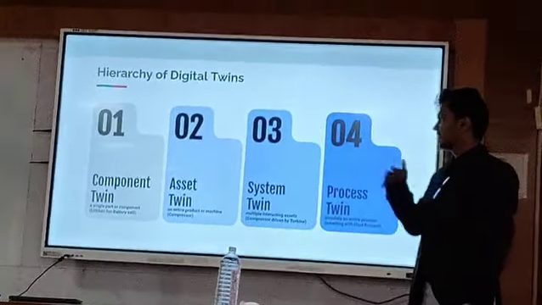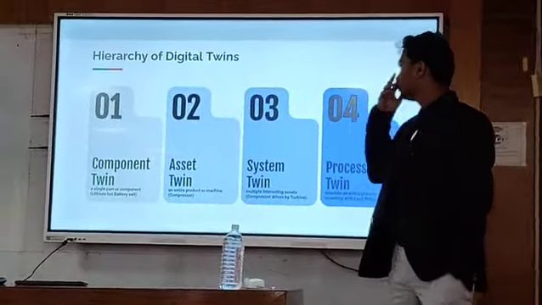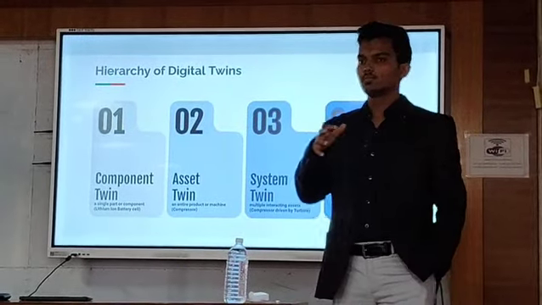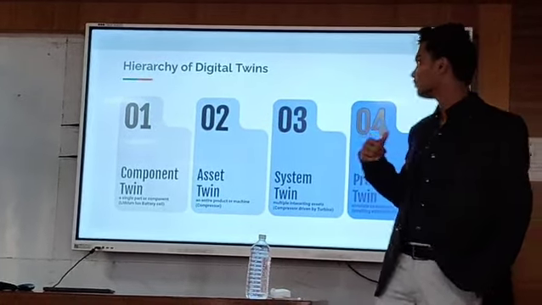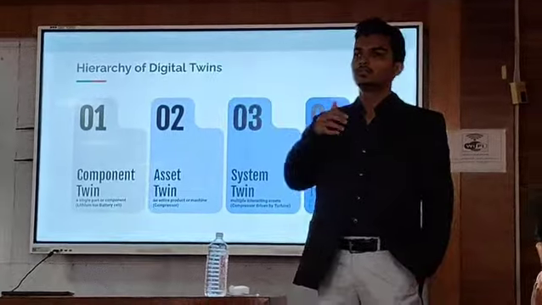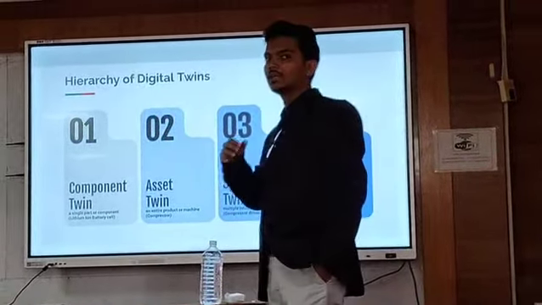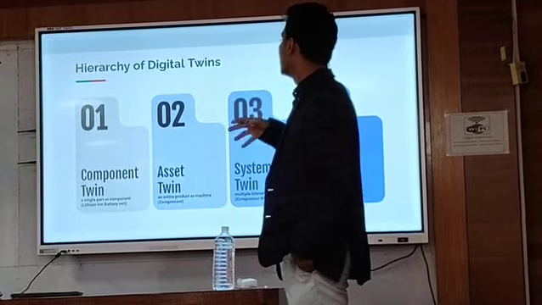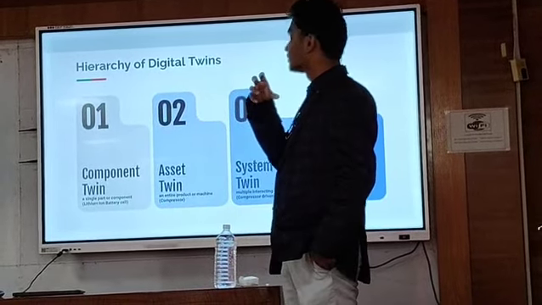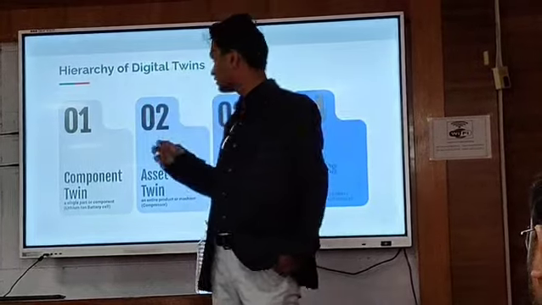The second would be an asset twin. Now, an asset twin would have multiple components. So, for example, a compressor, right? It would have multiple components that are attached and moving in sync. So, you can build a twin with respect to an asset.